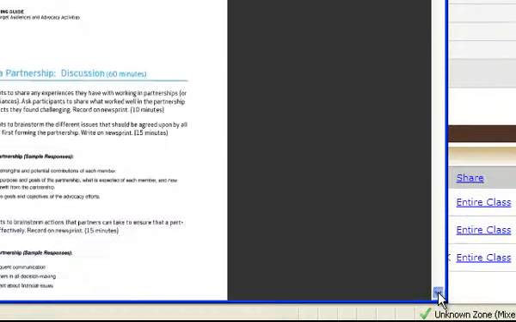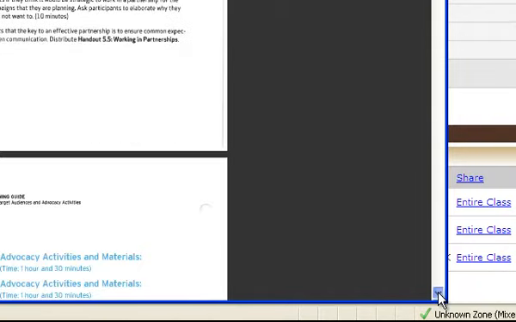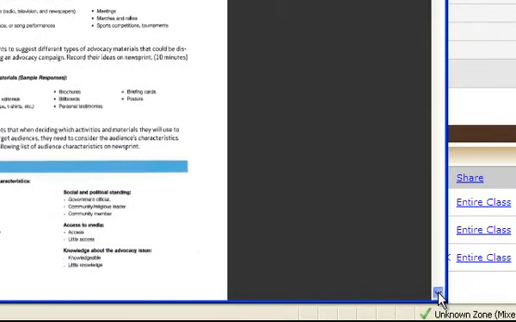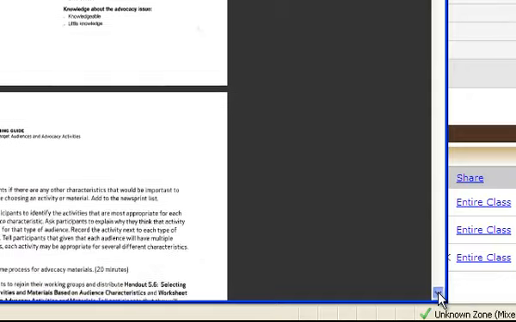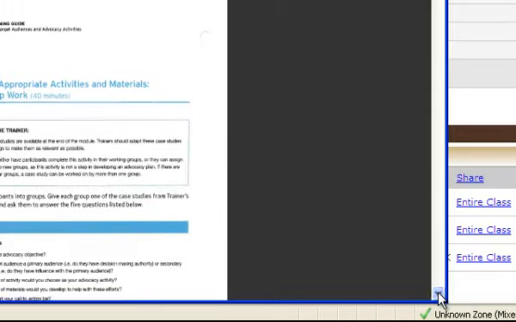Let's see how fast I can scroll through here. Sorry, gotta scroll through here. Computer's a little slow.